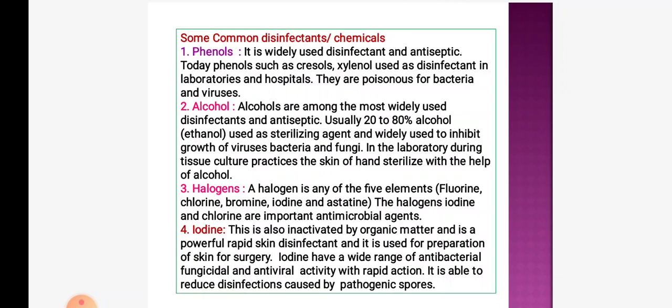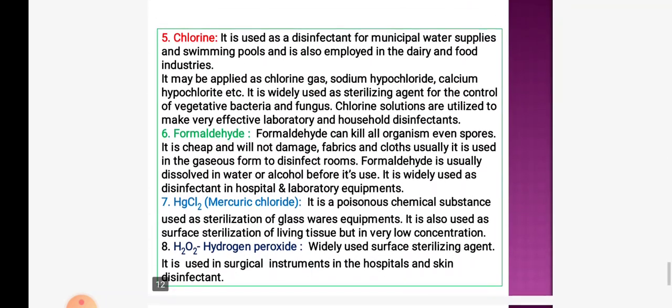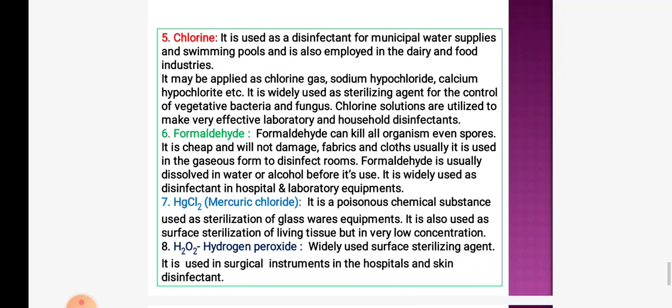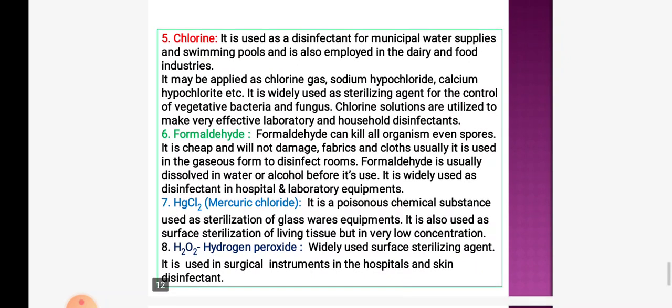Iodine has a wide range of antibacterial, fungicidal, antiviral activity with rapid action. It is able to reduce infections caused by pathogenic spores. Then chlorine is used as a disinfectant for municipal water supplies and swimming pools and is also employed in the dairy and food industries.